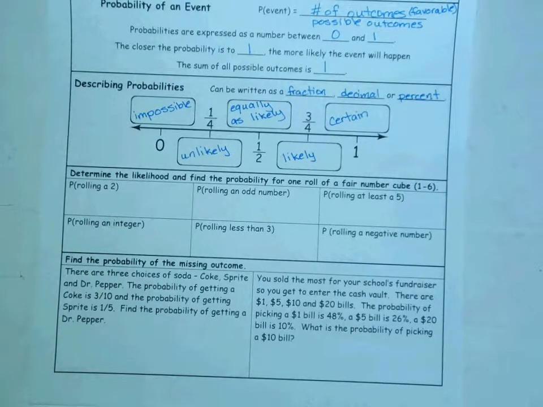Alright, so let's look at some examples down here. We determine the likelihood of something occurring. And that's, again, if we're looking at a fair number cube. We're saying fair, that means that it's not more likely to roll like a 1 than it is a 6.